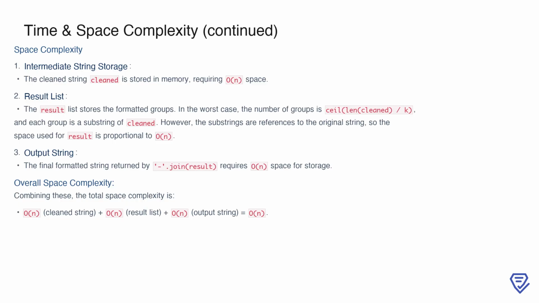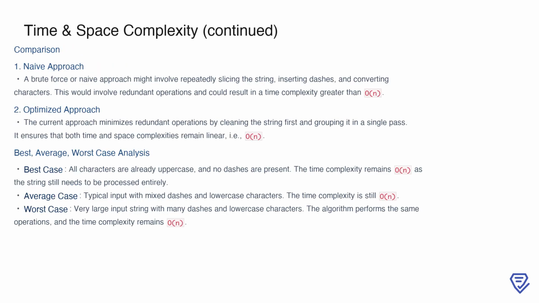When we combine the space used for the clean string, the result list, and the final output string, the total space complexity is O(n) plus O(n) plus O(n), which simplifies to O(n). To better understand the efficiency of this approach, let's compare it to a naive solution. A brute force method might involve repeatedly slicing the string, inserting dashes, and converting characters in multiple passes.